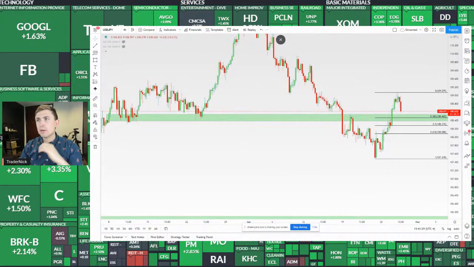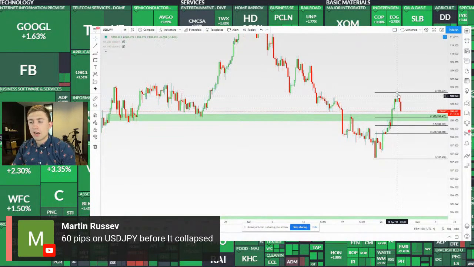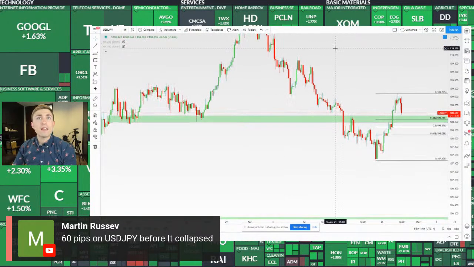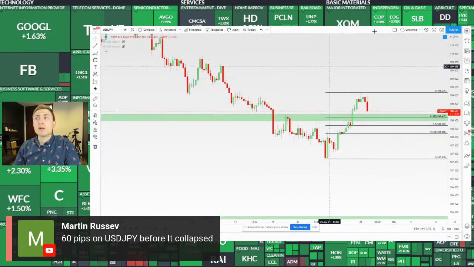60 pips on dollar yen before it collapsed, says Martin. Yeah, that was a tough move there. I mean, it really was making its way up higher, and then just bang. And that's news for you. News can really move these things all of a sudden. So you got to be aware of them coming, or you got to be careful.